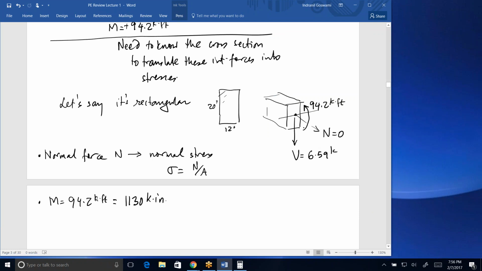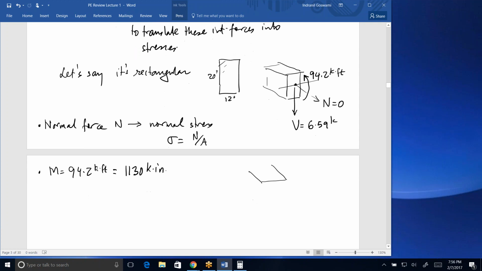So that moment, if you forget anything else, if I look at this picture and if I look at that moment, obviously it will produce a pattern of compression on the top face or the top edge and tension on the bottom edge. Here's your centroid. It will produce a maximum compression at the top, maximum tension at the bottom, and it'll be a linear transition between the two, right? So we typically show that in a side face view like that. And that bending stress formula is My over I.